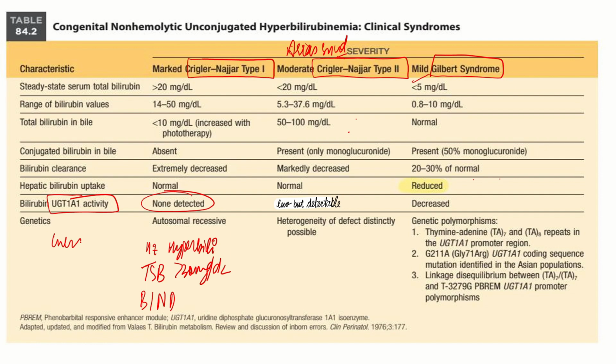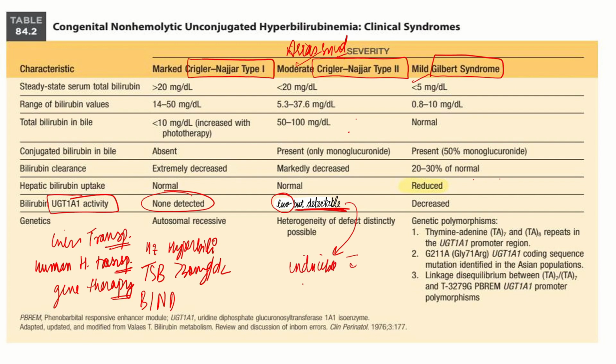Other than this, these days human hepatocyte transplant is being tried, or maybe an effective gene therapy. As and when it develops, it will be very helpful in this particular syndrome. Type 2, also known as Arias syndrome: over here the activity of UGT1A1 is low, but it is detectable and it is inducible also with phenobarbital. Hyperbilirubinemia is at a moderate level.